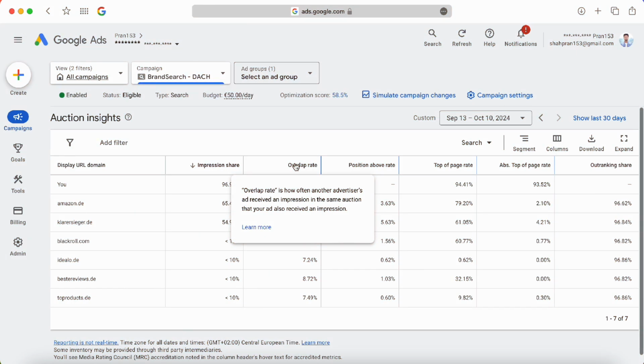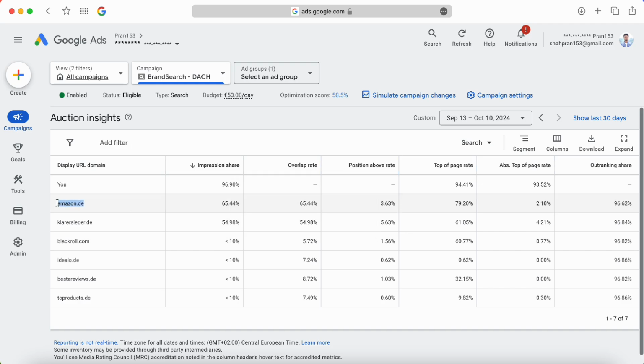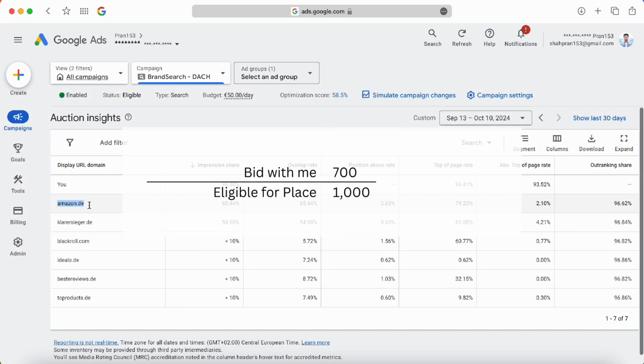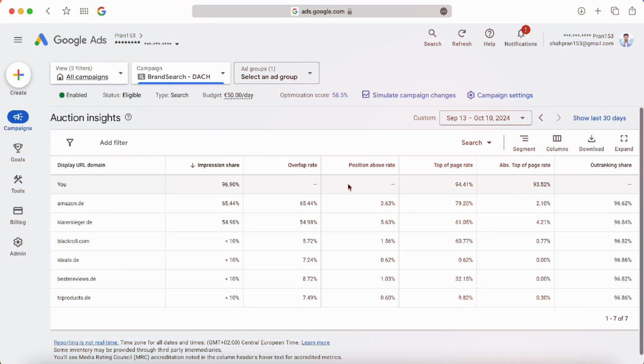Overlap rate means the percentage of time that I was eligible and this competitor bid with me. Let's say today people have searched 1,300 times, out of which my ad was eligible 1,000 times, and this competitor bid with me 700 times. That means his overlap rate will be 70%.